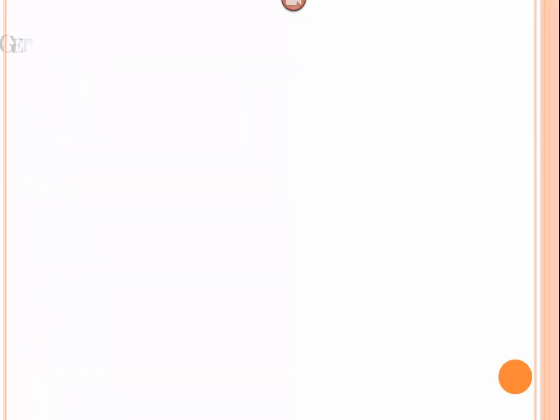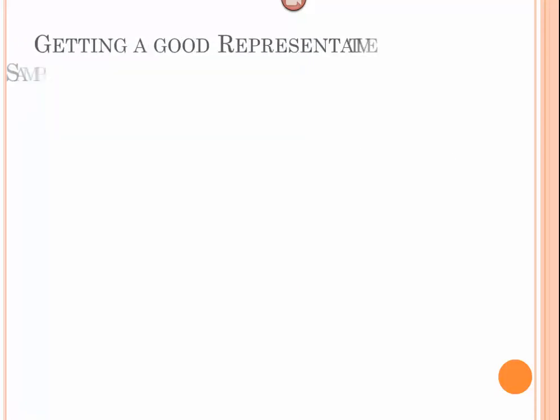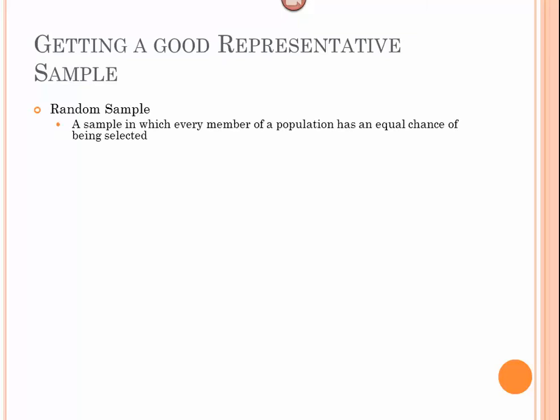All right, so how do we get a good representative sample? This stage is even more of a science than some of the other things that we do. Like I said, it's very important that we get a good representative sample when we do a poll. Now, every one of these different strategies that we're going to look at involves randomness. A random sample, by definition, is a sample in which every member of a population has an equal chance of being selected.